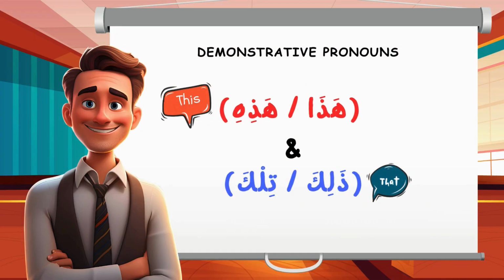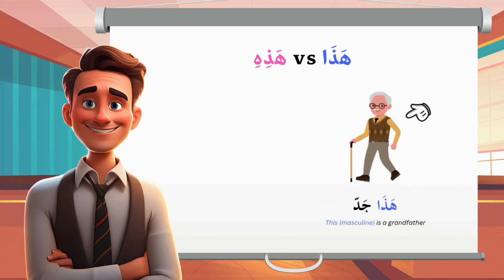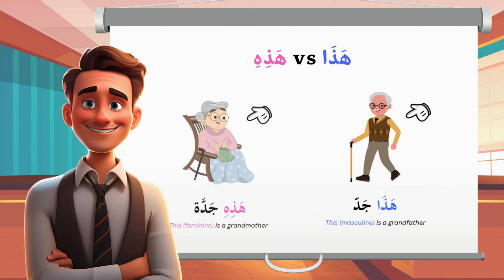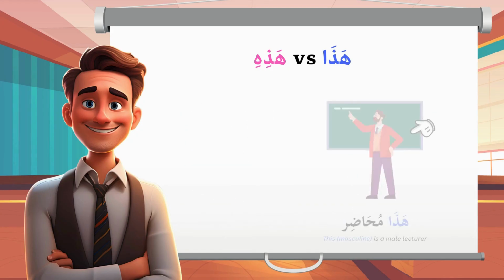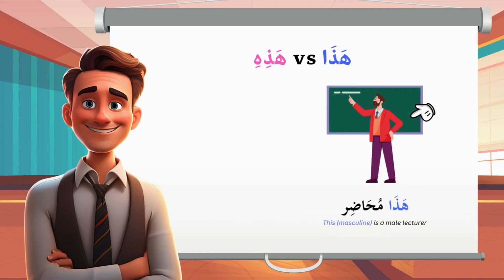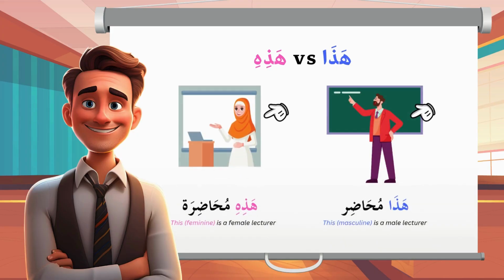Before we end our lesson today, let's check out some examples comparing demonstrative pronouns for masculine and feminine nouns in Arabic. هذا جد. This is a grandfather. هذه جدة. This is a grandmother. هذا محاضر. This is a male lecturer. هذه محاضرة. This is a female lecturer.